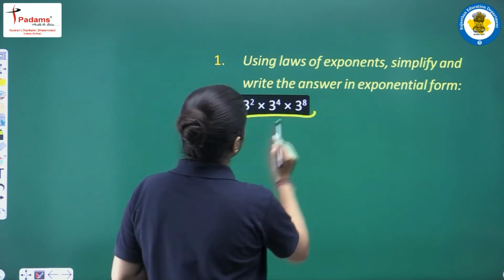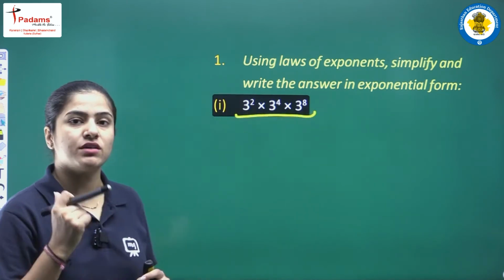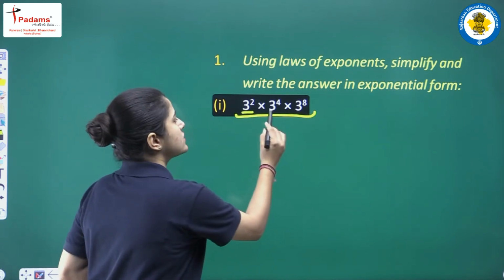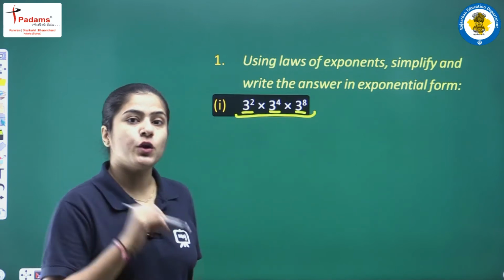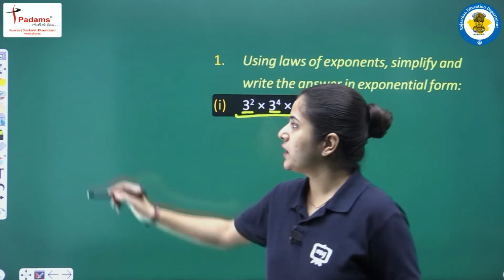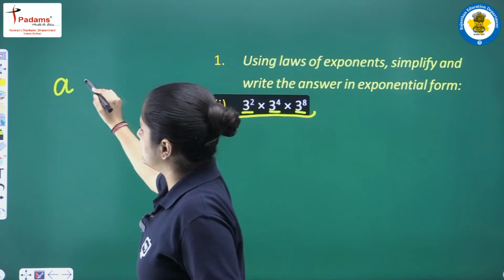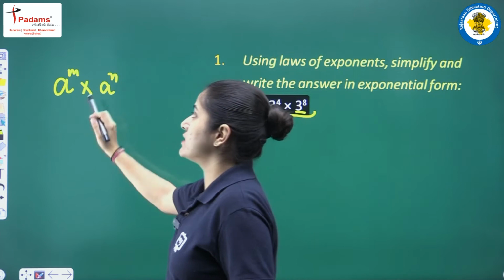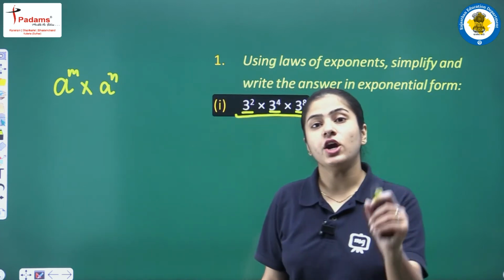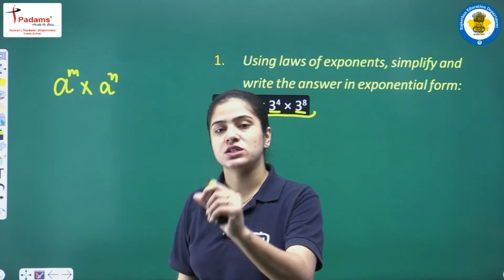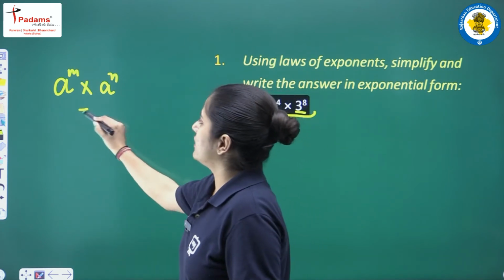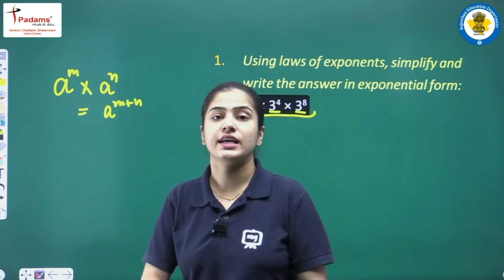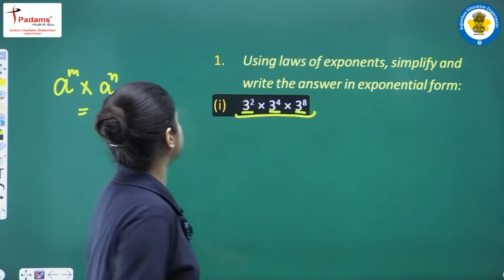3 raised to power 2 into 3 raised to power 4 into 3 raised to power 8. Now have a look at this question clearly. The bases are same, that is 3, 3 and 3, right? And we know one law of exponent, like when you are given the base is same, and you have different powers, and when there is multiplication, when you are multiplying the same base with different powers, then the law of exponent says that the powers are added, कि जो powers होती हैं वो add हो जाती हैं, and this is your first law.